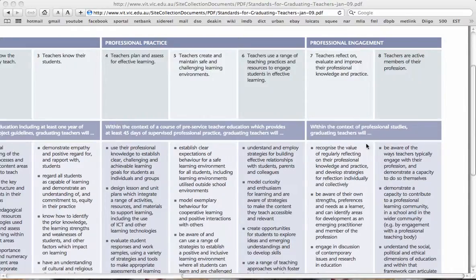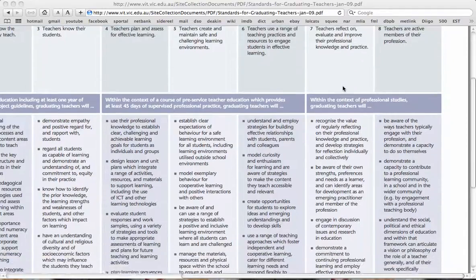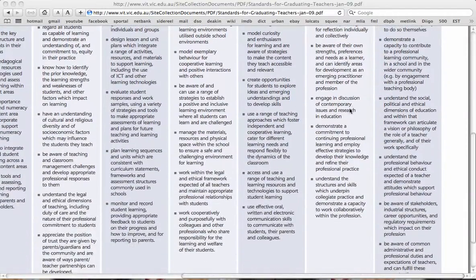So as part of my EE 402 assignment, I'm looking at a topic under the 7th standard, which is teachers reflect on, evaluate and improve their professional knowledge and practice. What I've identified as perhaps a weakness for me is engaging in discussion of contemporary issues and research in education. As a result, I've taken a few approaches to looking into current issues and research in education.